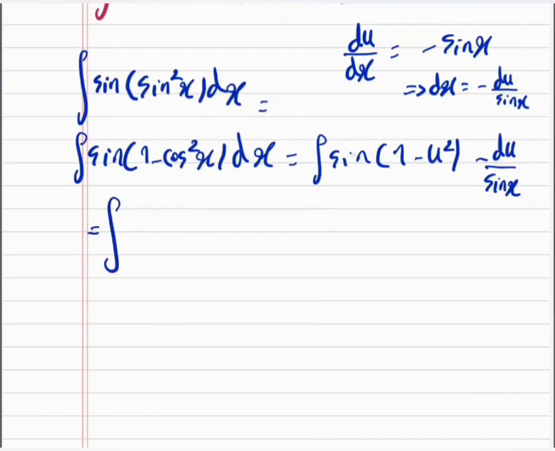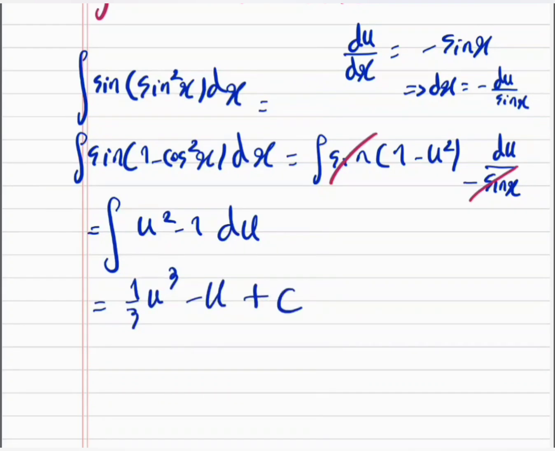Now we have sine and then minus sine, so they cancel out. So this with this, and then we'll be left with this minus, don't forget that. This minus actually belongs to the denominator. If you write it like this, I think it's clearer. Then we'll have minus the bracket 1 minus u squared, which means we'll get u squared minus 1 du. Now this is a very simple integration. So this is equal to 1 over 3 u cubed minus u plus c.